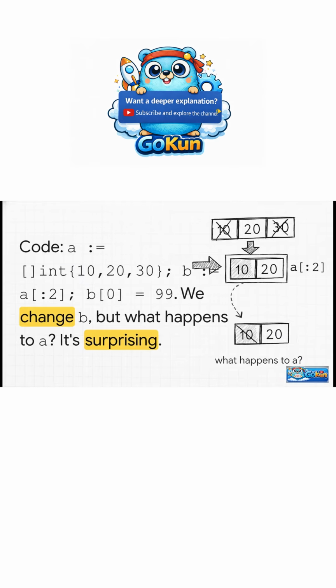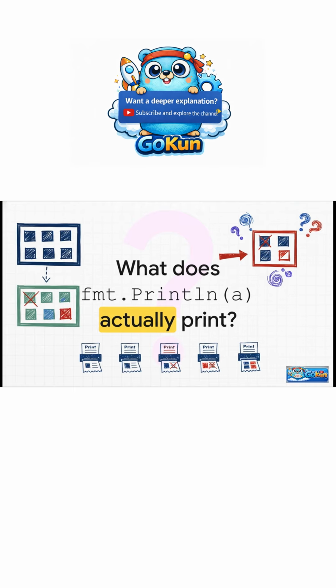All right, let's walk through this little puzzle. First, we create a slice called A with the numbers 10, 20, and 30. Then we create a second slice, B, which is just the first two elements of A. And finally, we change the very first element of B to 99. Seems pretty straightforward. So here's the million-dollar question.